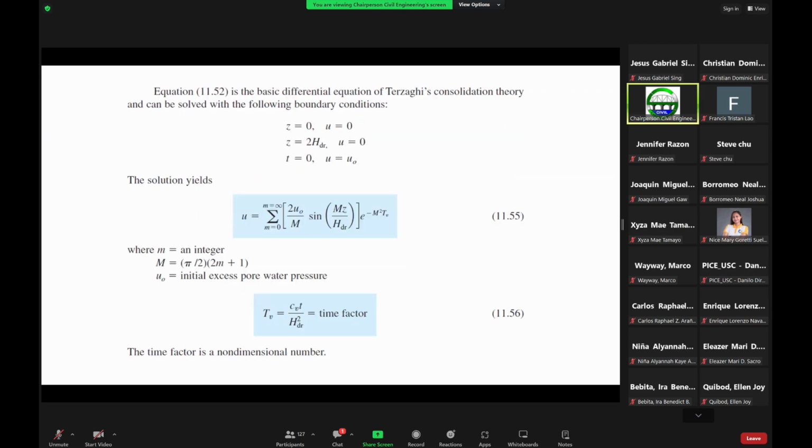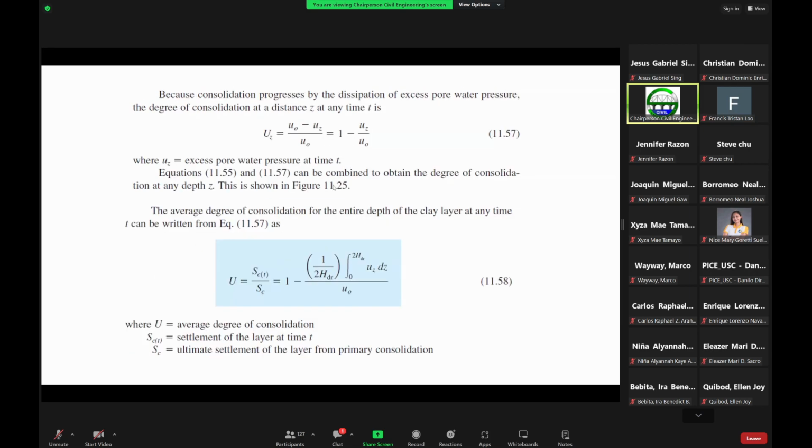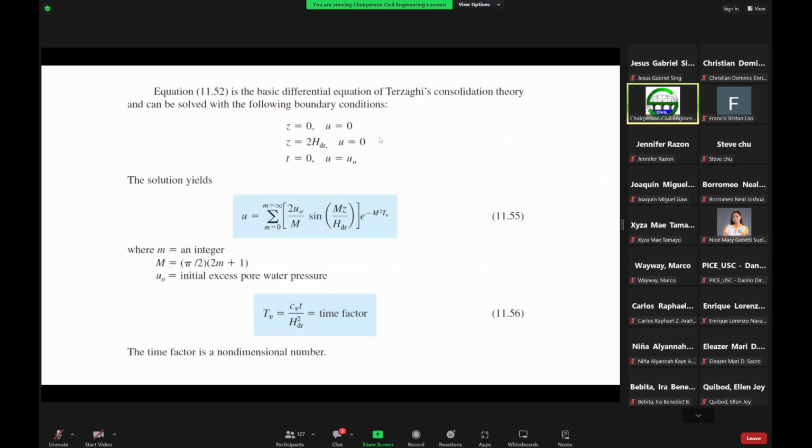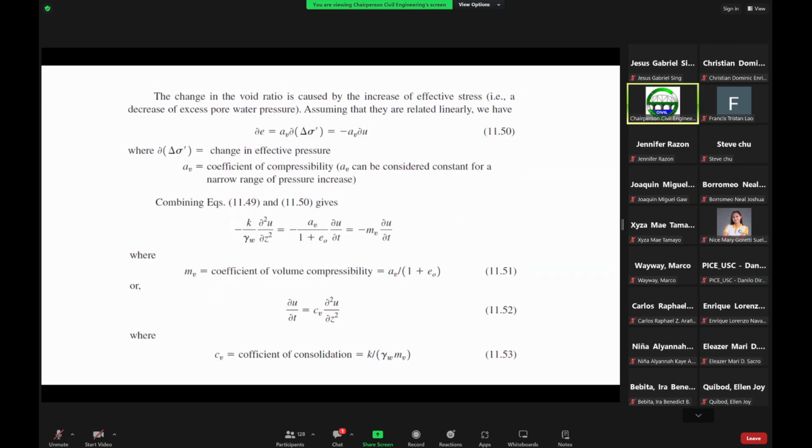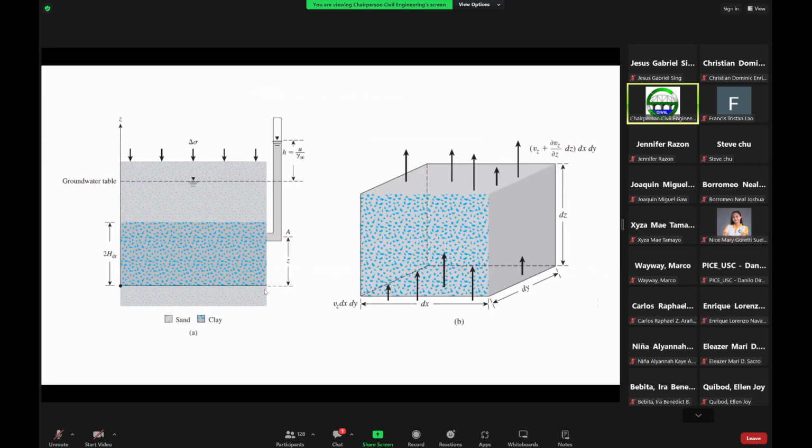So if you combine equation 11.55, this one here, substituting the U with respect to time into equation 11.57, then we can obtain the degree of consolidation at any depth Z. This is your depth Z, at any time T.